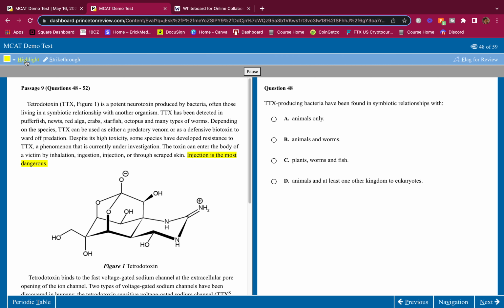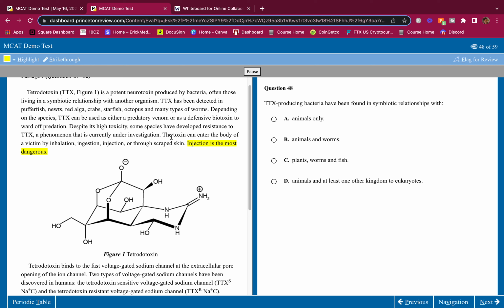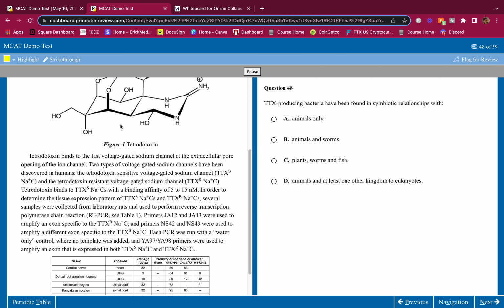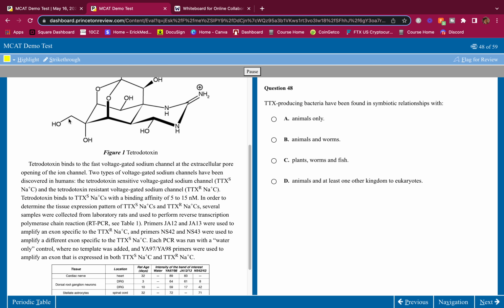Okay, I'm highlighting this. Whenever they have some extreme things coming at you, like whenever they say, out of everything, this protein is different because blah, blah, blah, or they say, an importance of this protein is blah, blah, blah, or if they say injection is the most dangerous, you've got to highlight that. That's important stuff, okay? Here we have the figure. We don't look at the figure. We only look at the figure when the question asks us to. We don't want to waste time trying to interpret it. Let's keep going.